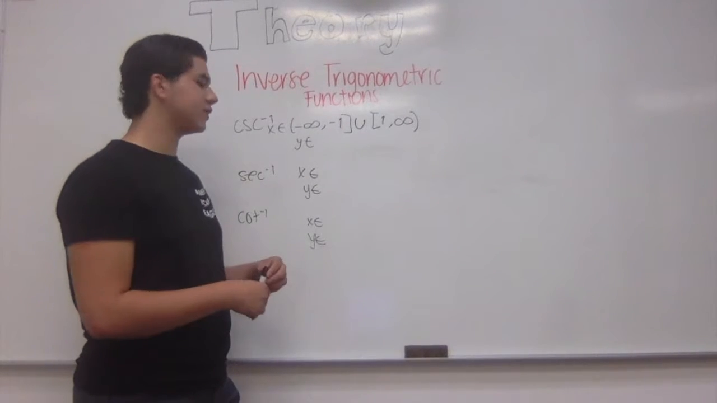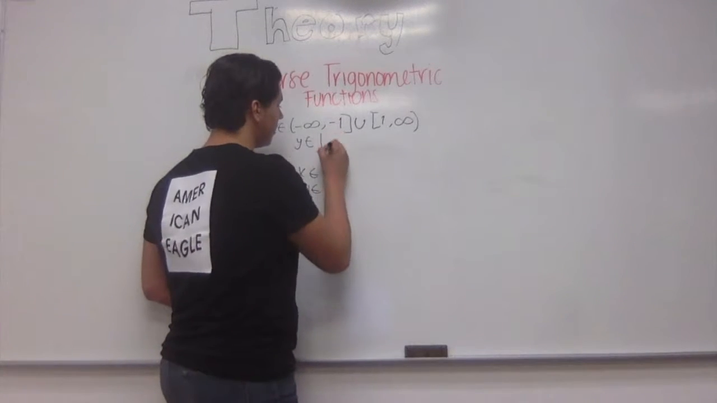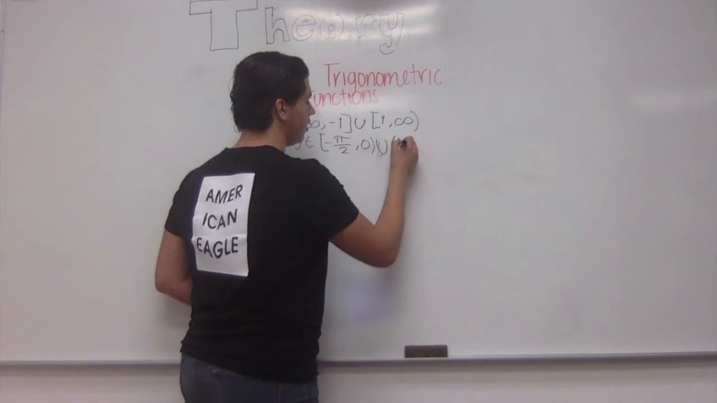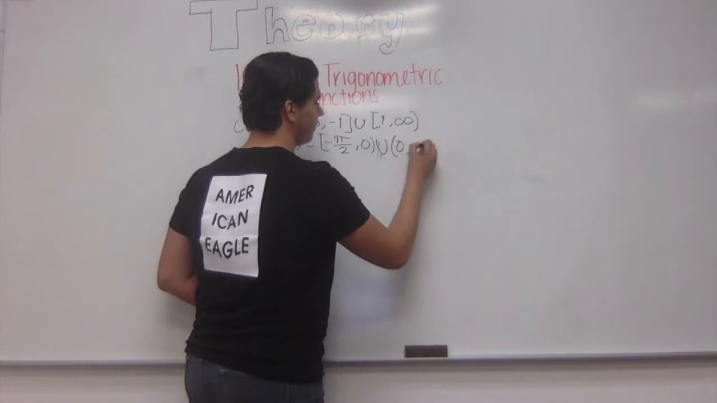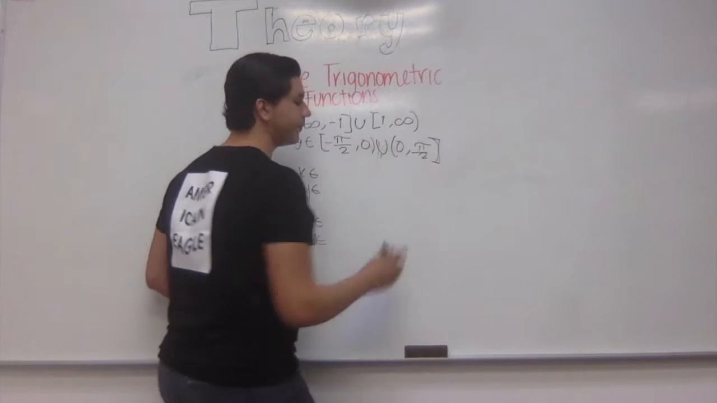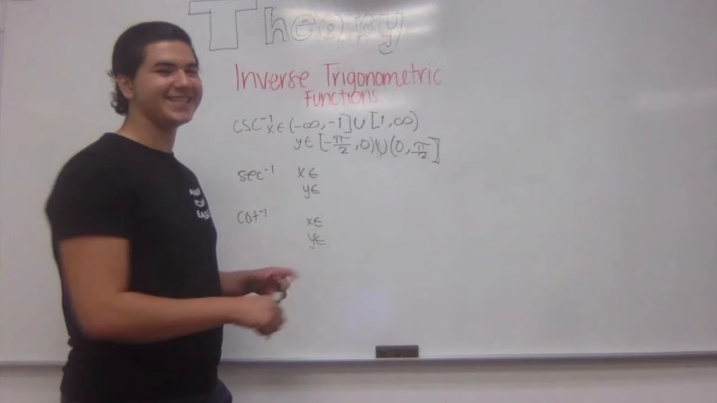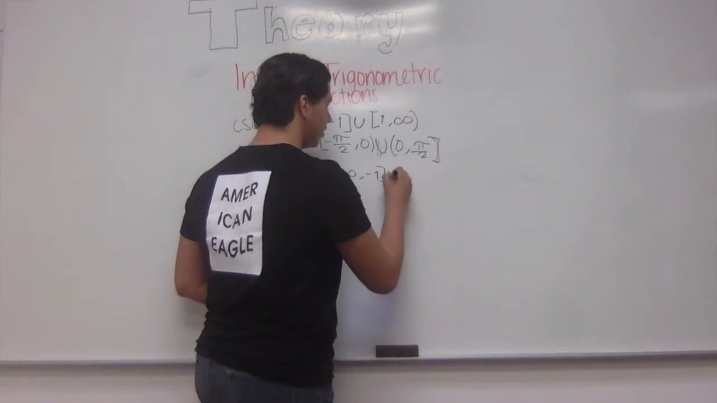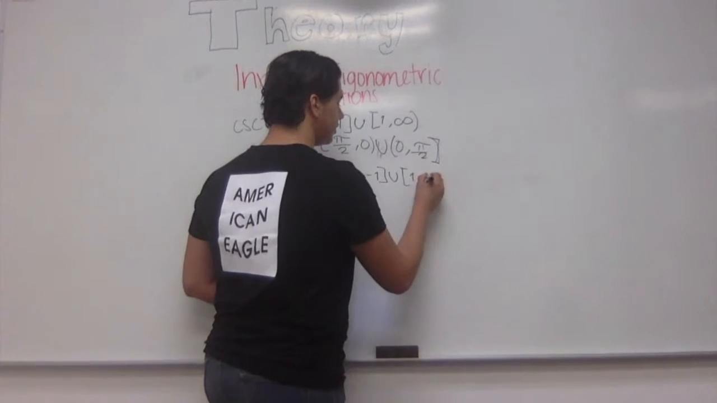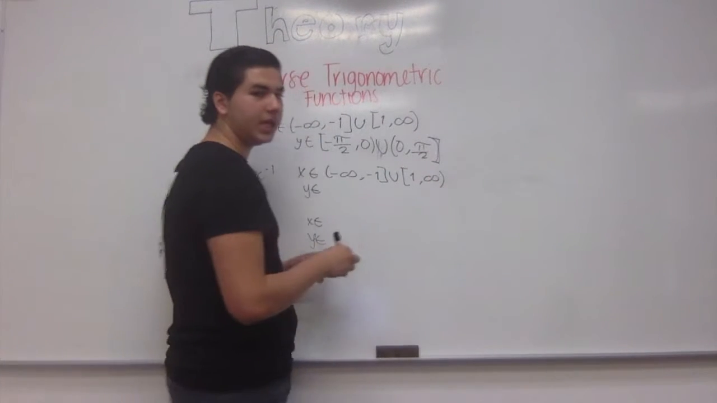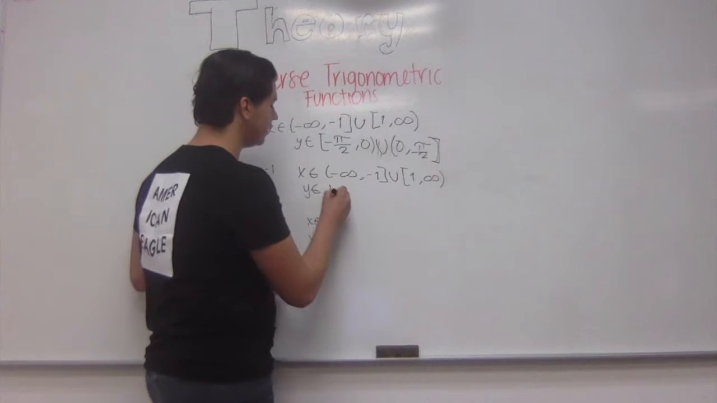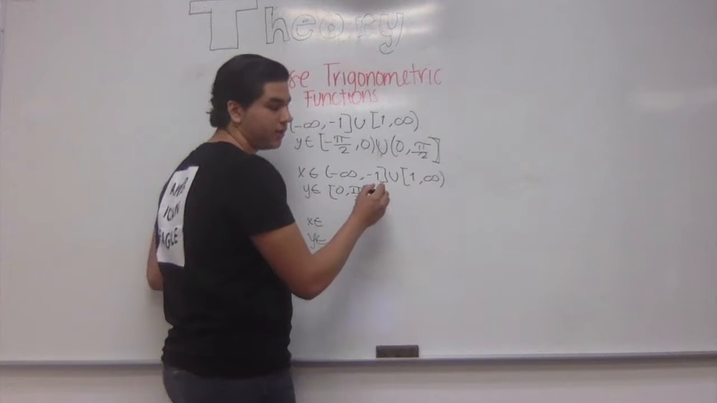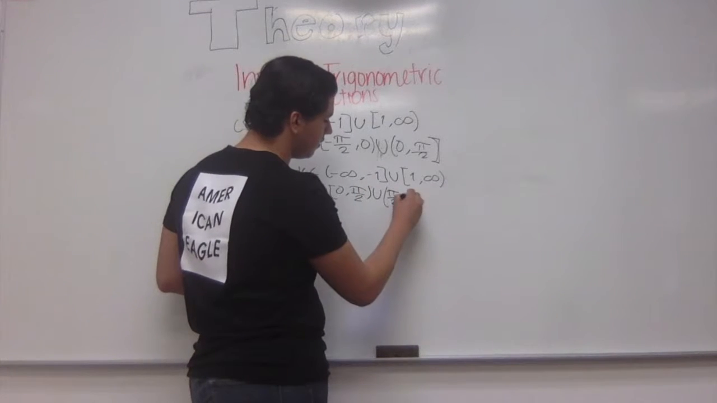The range for inverse cosecant is from -pi over 2 to 0, union 0 to pi over 2 included. The domain for inverse secant is from -infinity to -1 included, union 1 included to infinity. And the range is from 0 included to pi over 2, and then union with pi over 2 to pi.